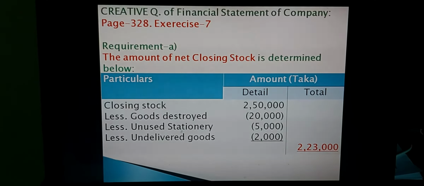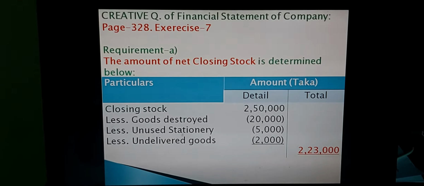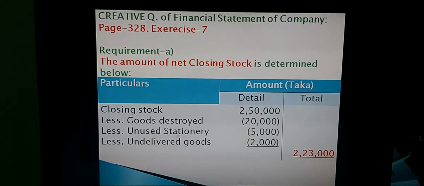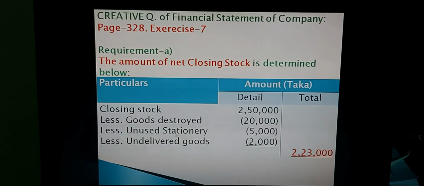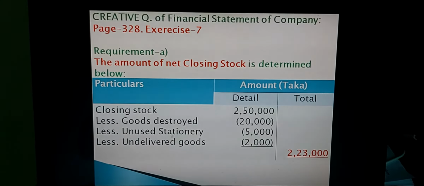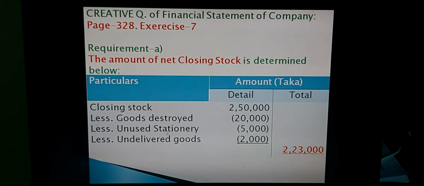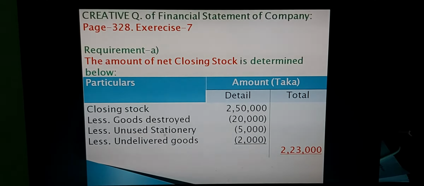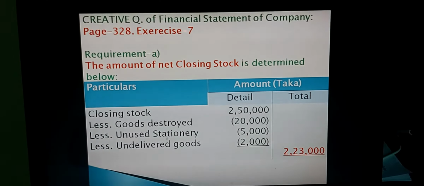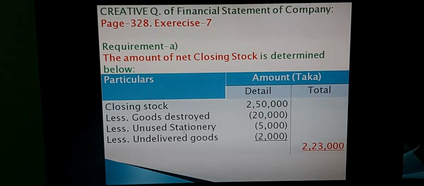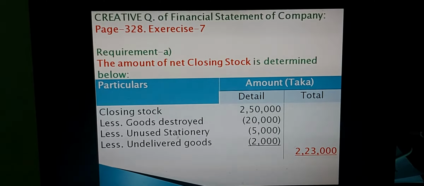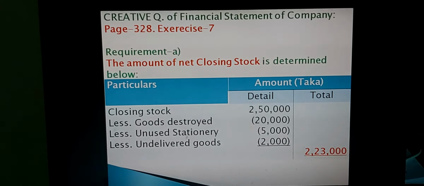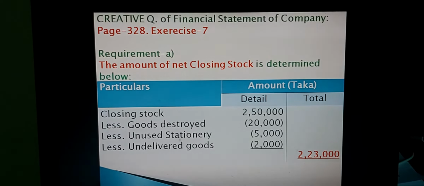Dear students, you can see in the adjustment. First one, closing stock valued at taka 2,50,000 and after valuation, stock destroyed by fire taka 20,000. So at first you have to write the closing stock amount taka 2,50,000 in the first column or detail column. Then you have to deduct the amount of goods destroyed, taka 20,000, from the 2,50,000. This is the first adjustment for closing stock valuation.